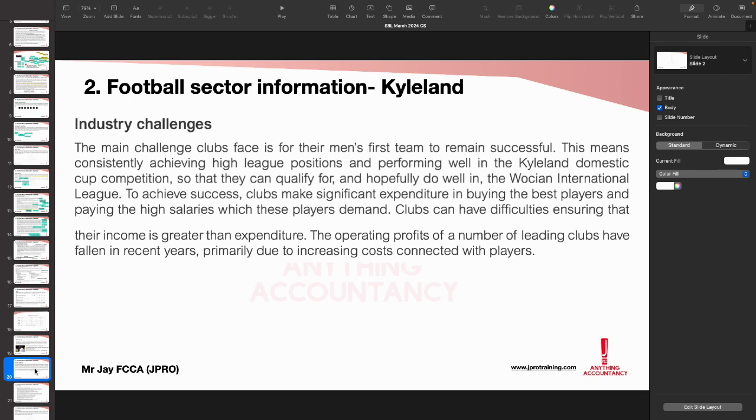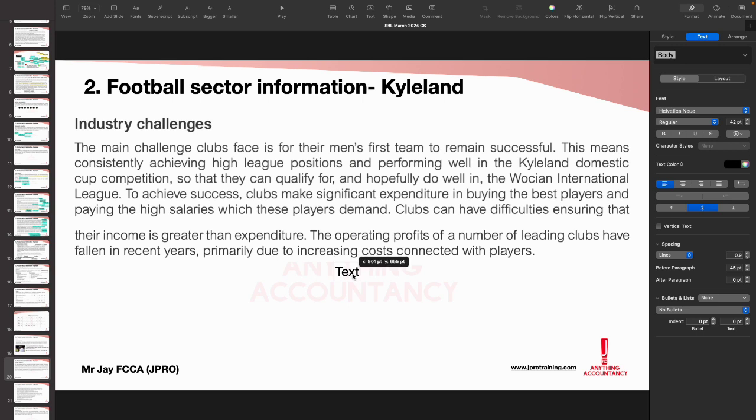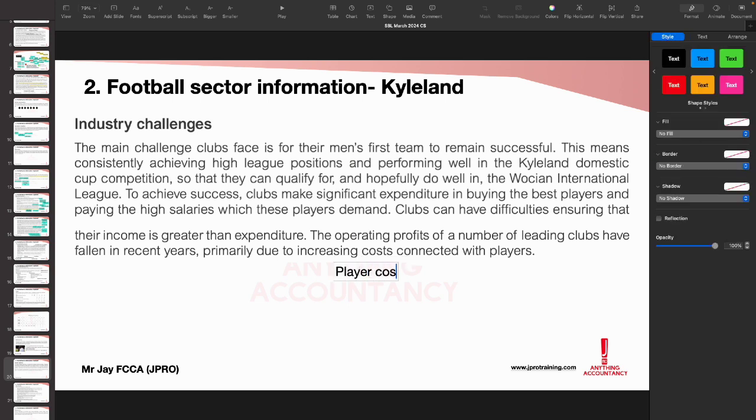Now, to achieve success, the club makes significant expenditure in buying the best players and paying the high salaries which these players demand. Clubs can have difficulty ensuring that their income is greater than expenditure. Operating profit of a number of leading clubs has fallen recently, primarily due to increasing costs connected to players. So this basically highlights that the player cost is high. How do you manage the player cost?